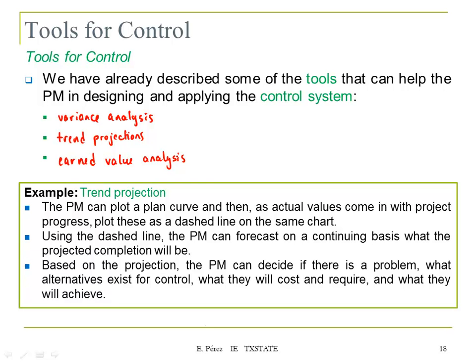And as an example, here we have an example for trend projection. So we can plot a plan curve of what you expect for the project in the future. As actual values come in with the project progress, we can plot those values as well and compare the status of the project. Using a dashed line, the project manager can forecast on a continuous basis what the project completion will be, and based on the projection, the project manager can decide if there's a problem with the project and what are the alternatives for controlling that project and bringing it back to what was expected.